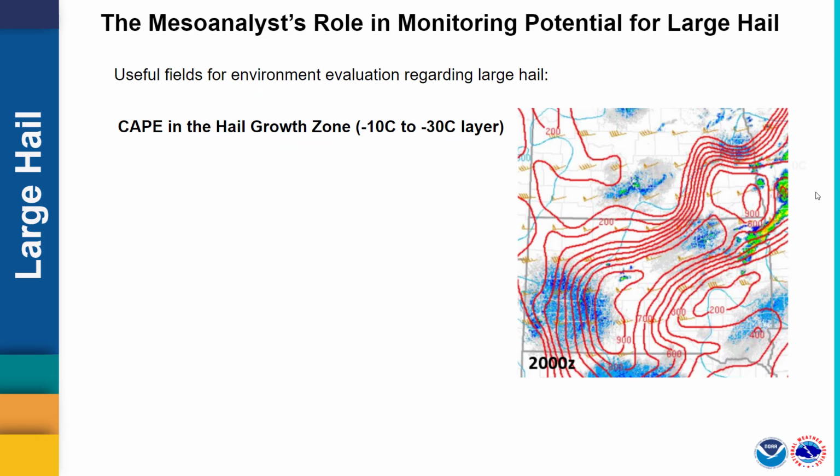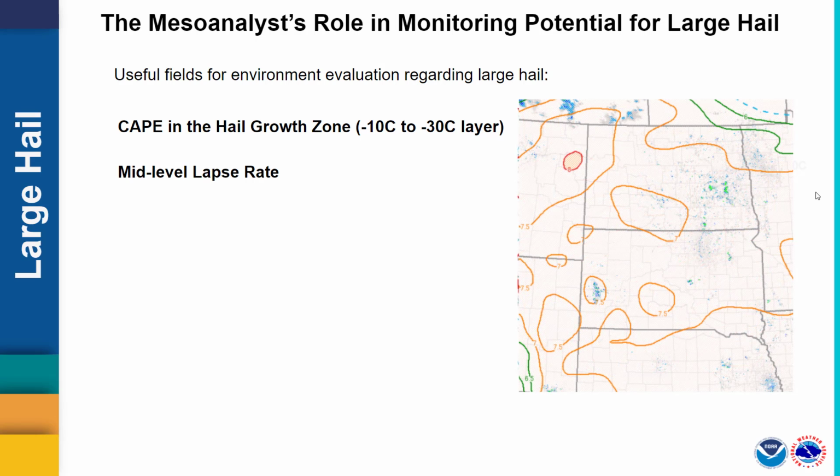There are several potentially useful fields one can look at to evaluate large hail potential. Some examples. Here we see CAPE in the hail growth zone, generally the -10 Celsius to -30 Celsius layer. Particularly values of 700 or 800 or greater favor very large hail, golf ball size or larger. In the example shown on the right, we're really focused on west central South Dakota and possibly southeastern North Dakota.